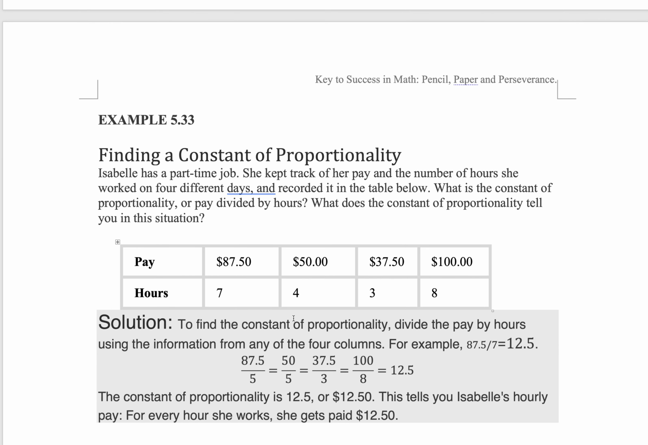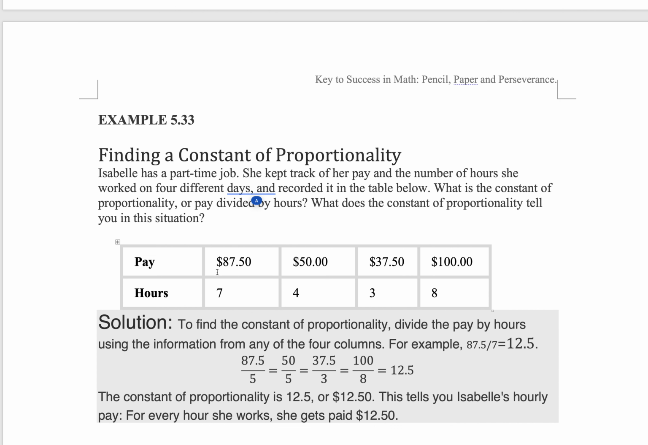The next part is still about ratios. It's the so-called constant of proportionality. When we have multiple ratios, sometimes all the ratios turn out to be the same. That is the so-called constant of proportionality. For example, Isabel is working part-time, and she kept track of what she got paid for different time periods.